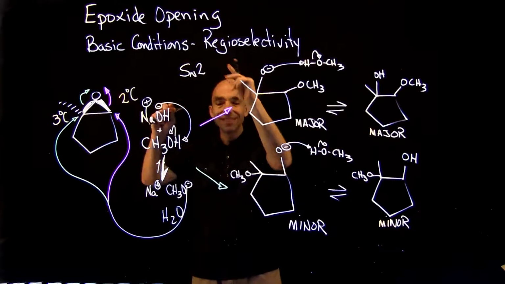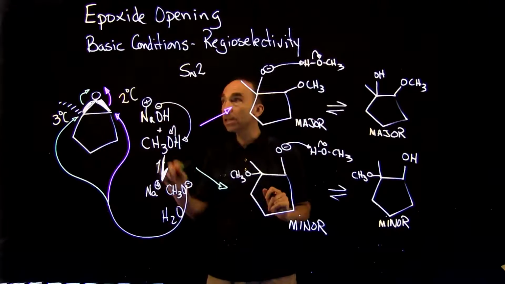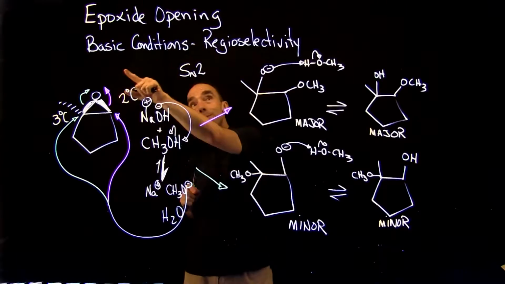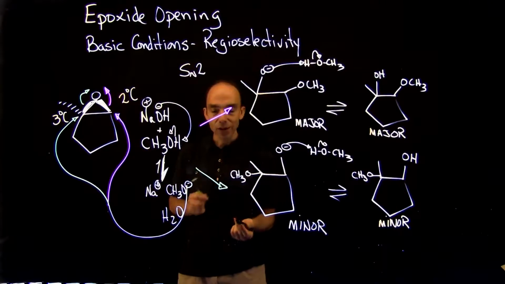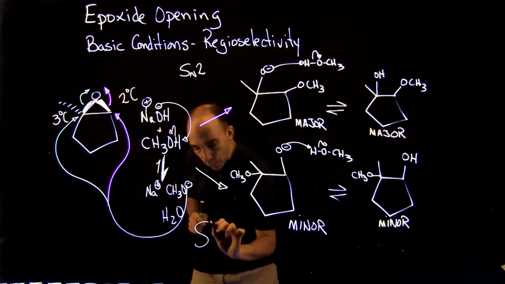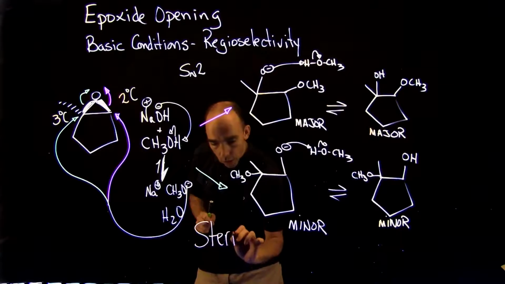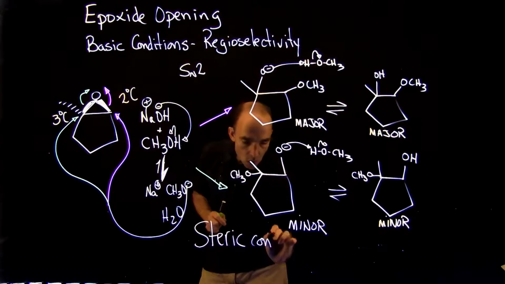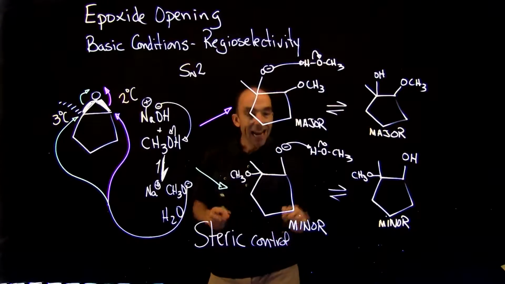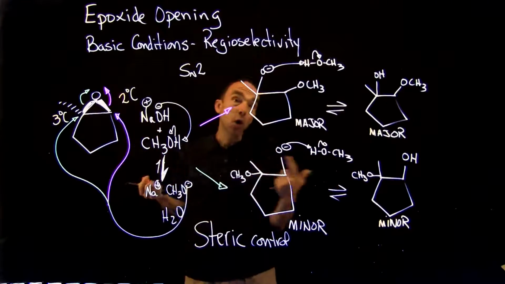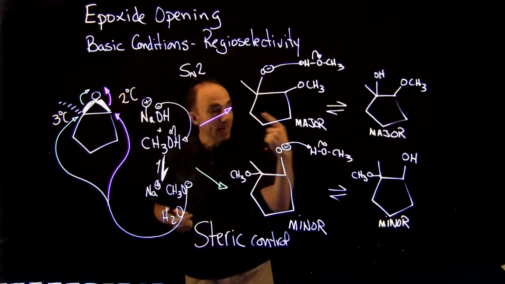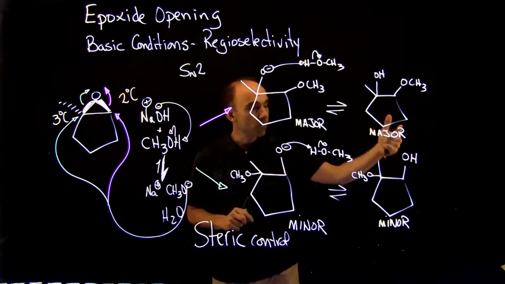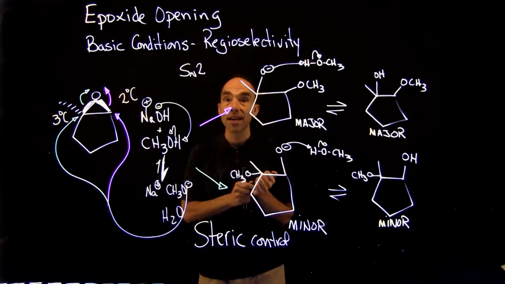Being under typical SN2 requirement, this reaction, so in basic condition, is said to be under steric control. What does that mean? It's the size of the substituent, or the number of substituents, that dictates what is the major intermediate and eventually what is the major product.